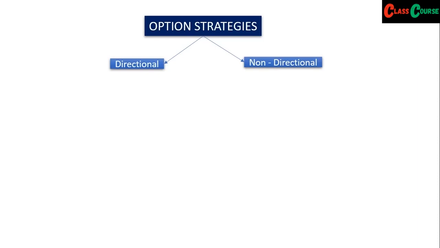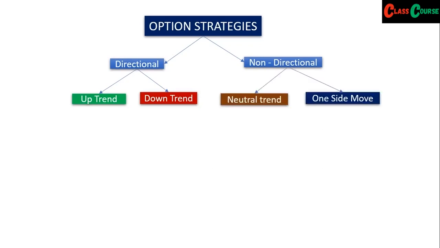In non-directional, you don't know where the market is going to go. It might go either up or down, or it might not go either side. It might be consolidating in a small range as well. So that is called a non-directional strategy. When it comes to directional, it is either uptrend or downtrend. When it comes to non-directional, as I have mentioned, it might go one side, right? It might go up or down, and another one is sideways, which is a neutral trend.